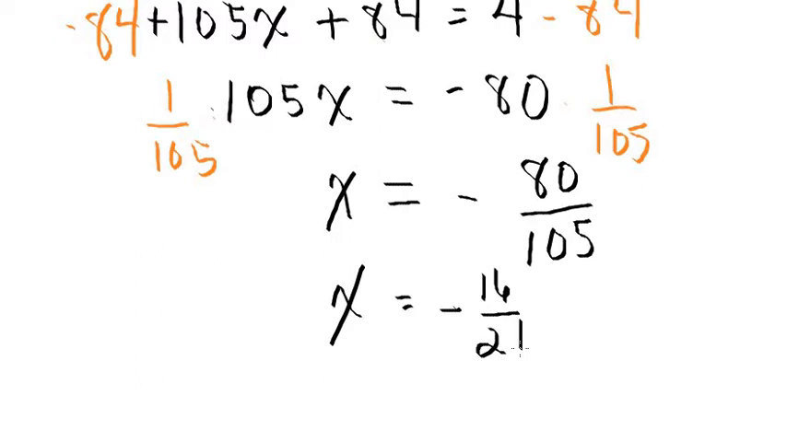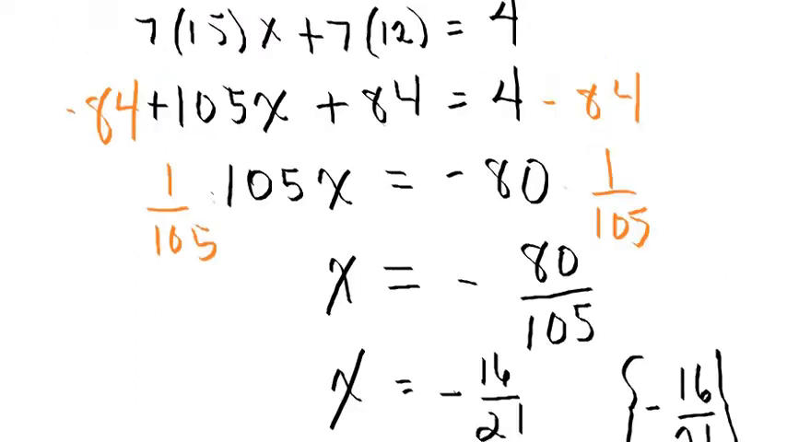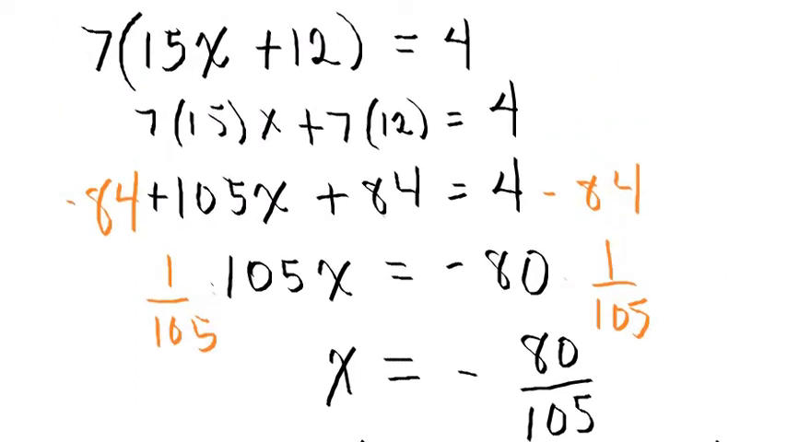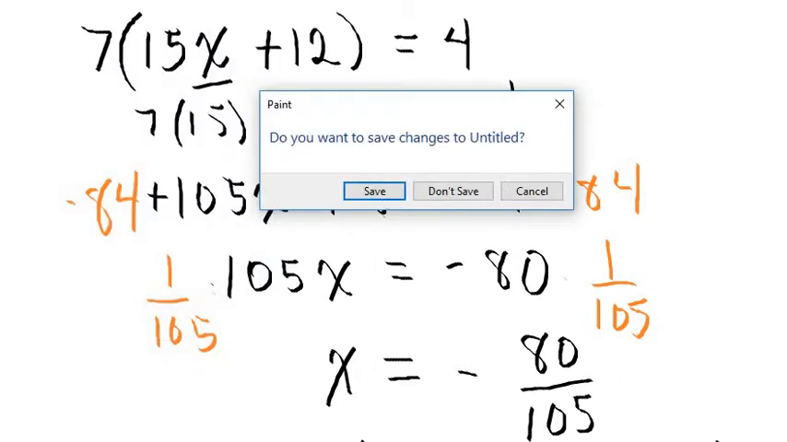So our solution, we'll write it in the solution set here, is negative 16 over 21. And remember how to check our work. We just plug negative 16 over 21 in for x there, and the left hand side should equal the right hand side. Okay, so let's go ahead and clear the screen on that.